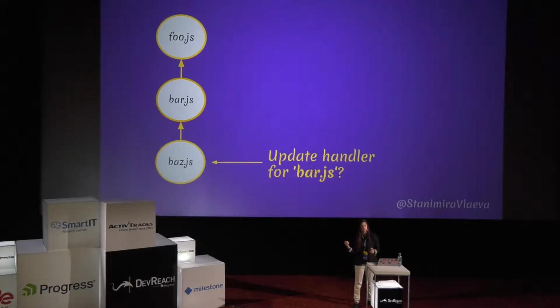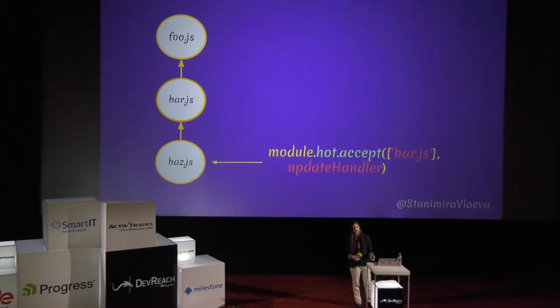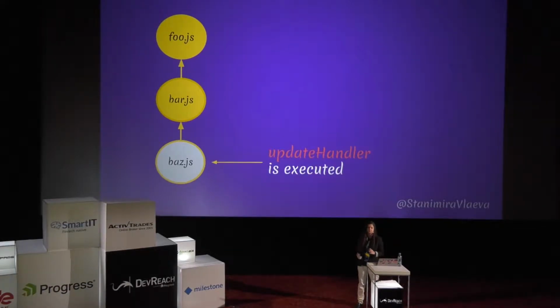Then we're going to go to bash.js, and the important thing here is that we're going to ask, do you have an update handler for your direct dependency? Not for full.js, but for bar.js. Because the third module is importing the second module, not the first one. And we do have such a handler. So Webpack will execute the whole dependency chain starting with full.js. Then it will execute bar.js. Then it won't execute the last module, but it will execute the update handler.